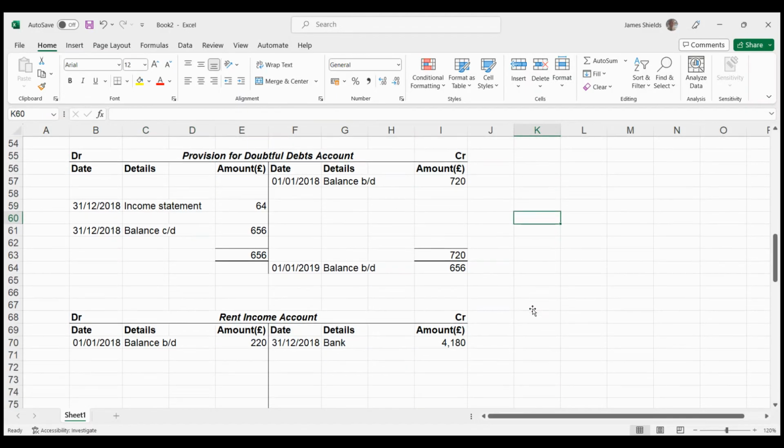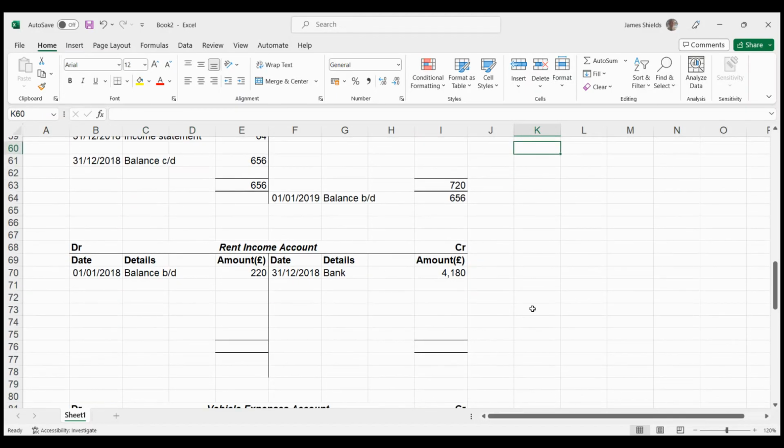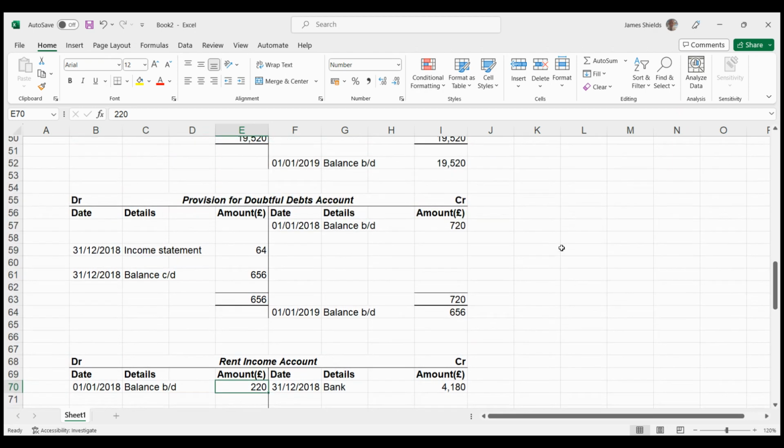The next one is your rent income account. Now, we've got some information in here already. During the year, we received into the bank account £4,180. That's money coming in for our rent account. And at the beginning of the year, we had a balance brought down of £220. That means last year there was £220 which is unpaid. Now let's see what was in the question. So go back to the question.